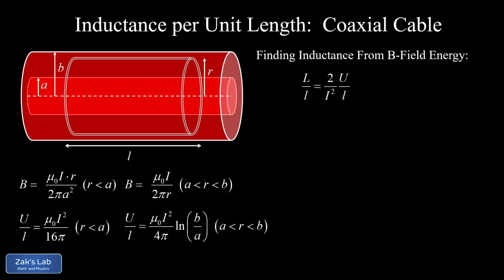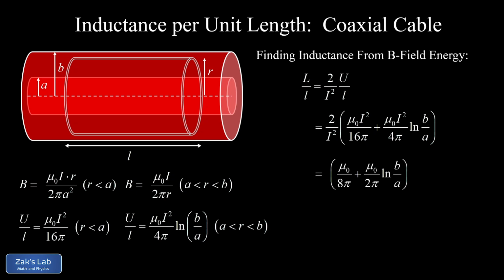So now we can just put in the sum of our magnetic field energies per unit length. And note there, the term on the left is the contribution from inside the inner conductor, and the term on the right is the contribution from the space between the conductors. So we'll clean things up a little bit by canceling the I squared and canceling a factor of 2. And we arrive at our final answer for the inductance per unit length. So it turns out to be mu naught over 8 pi plus mu naught over 2 pi times the natural log of b over a.